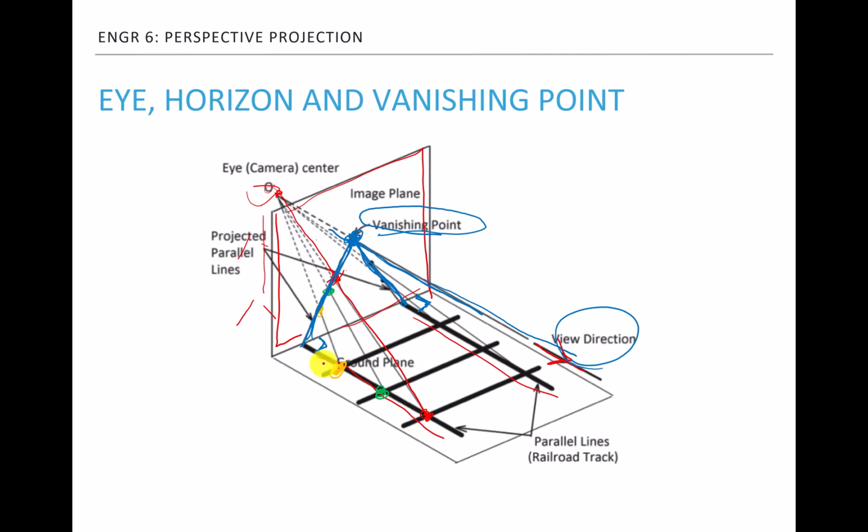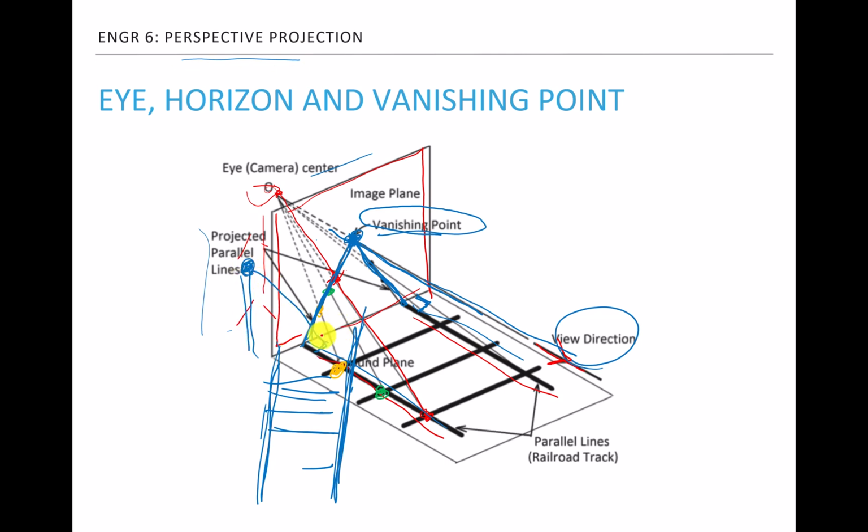But what if the railroad track is not parallel to your eye direction? It goes like this. Then you're going to have a different vanishing point at a different location. But these two parallel lines, when projected onto this image plane in perspective projection, will meet somewhere at that point. Okay, so yeah, this pen doesn't really work quite well.